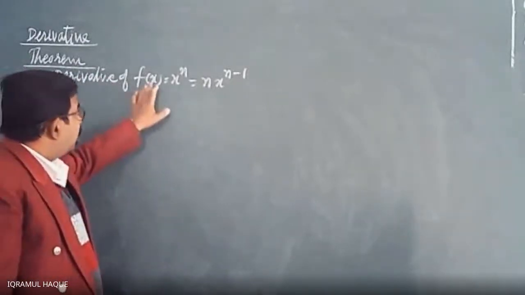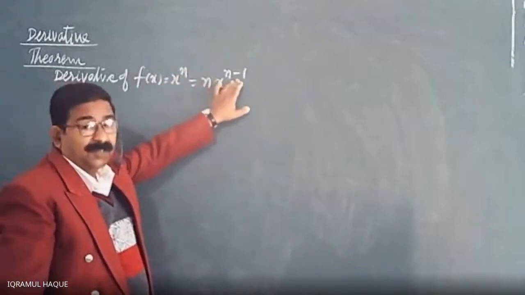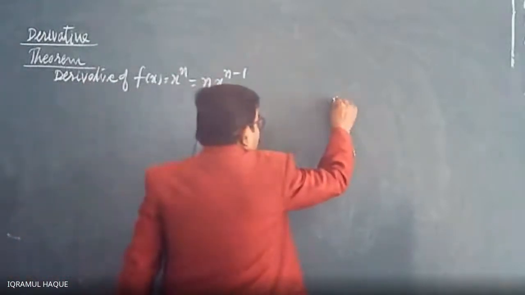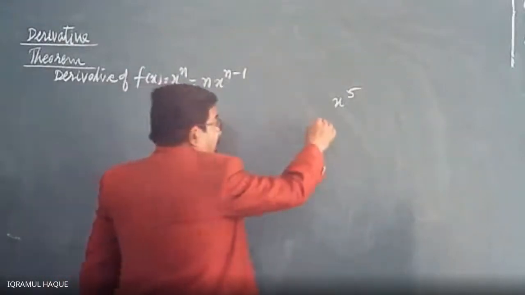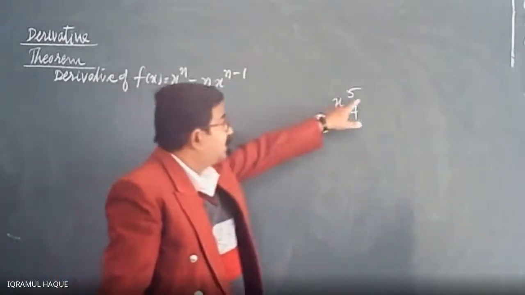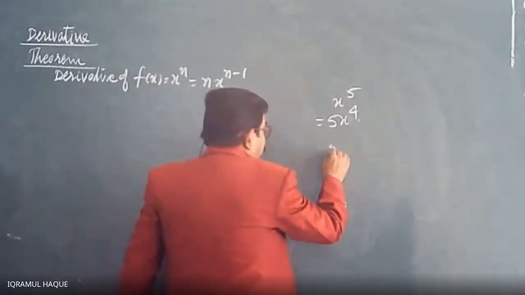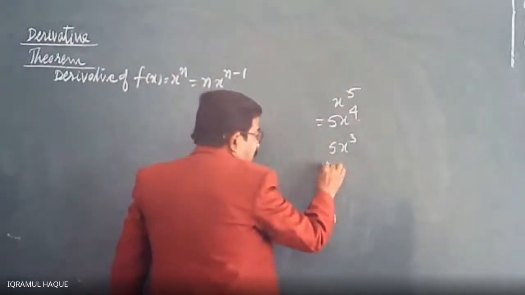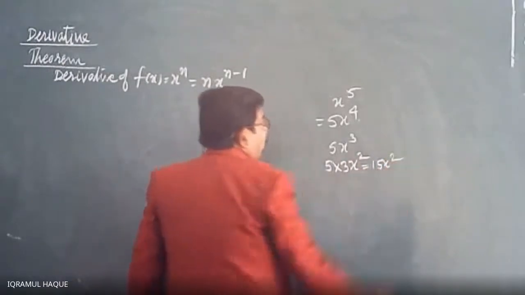If f(x) is equal to x to the power n, then the exponent will come first and 1 is reduced from the exponent, so n x to the power n minus 1. For example, suppose you are given x to the power 5. Its derivative is 5x to the power 4. This 5 comes first and 1 power is reduced. Suppose you are given 5x cube. Its derivative is this 3 comes first, 5 into 3 x to the power 2, which is 15x square.